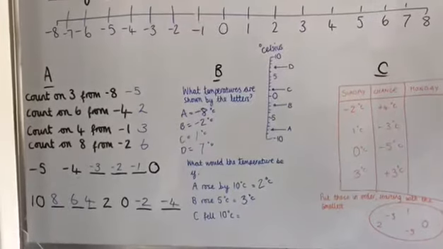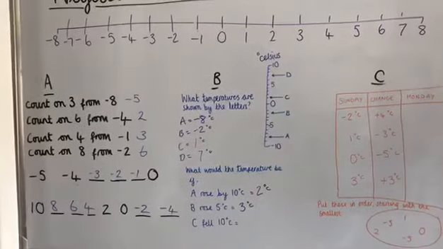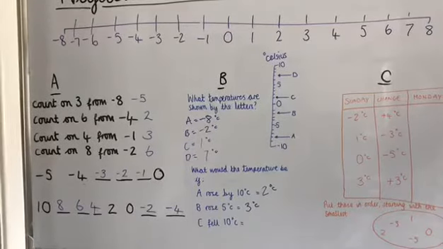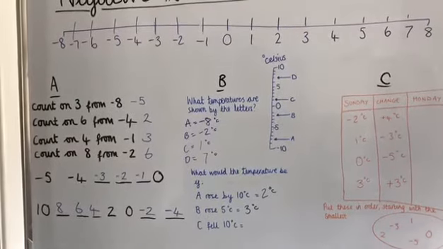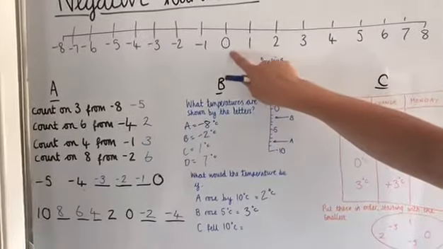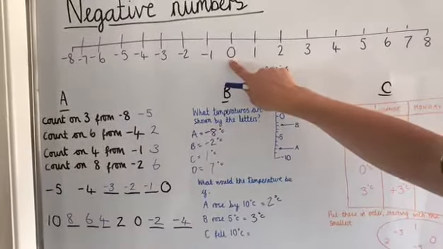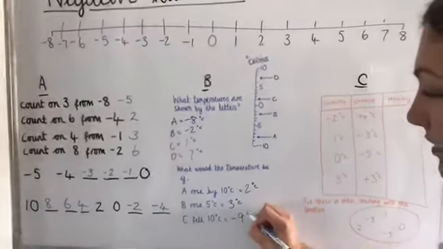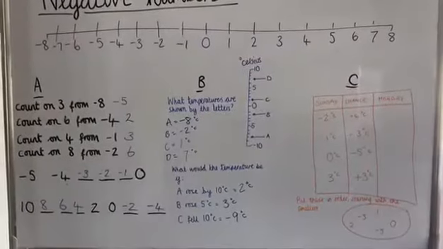Let's see if we can do that with C. So C is at 1 degrees Celsius and it's fell by 10 degrees Celsius. So let's use 0 as a halfway marker again. So I know that if I take 1 away, that gets me to 0, and then I've got 9 left. So that would take me back to minus 9 degrees Celsius.